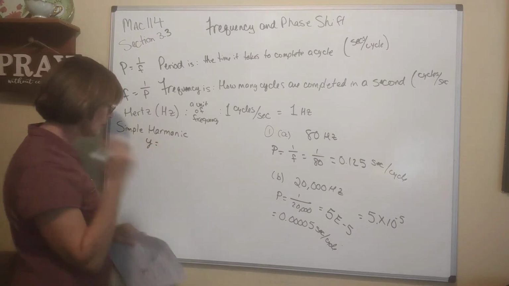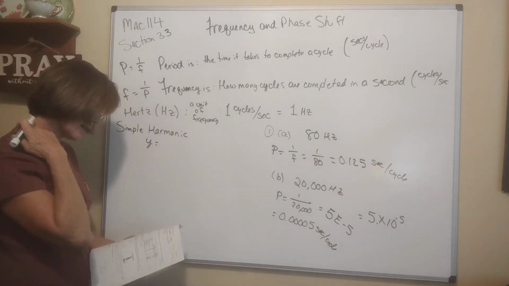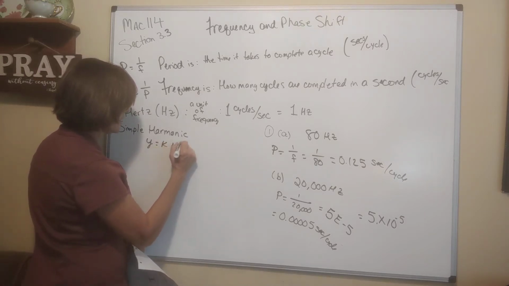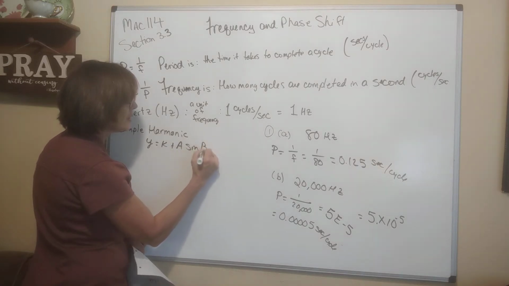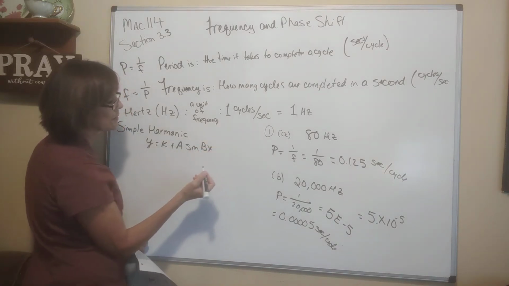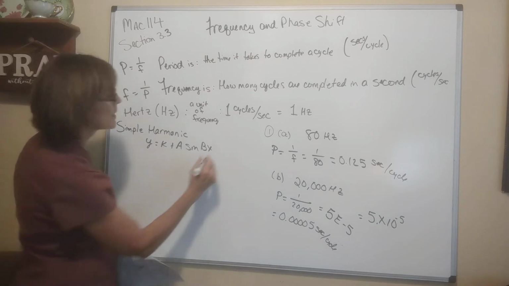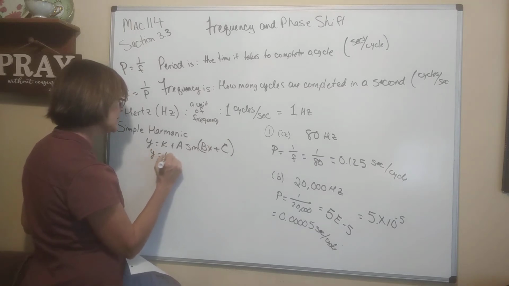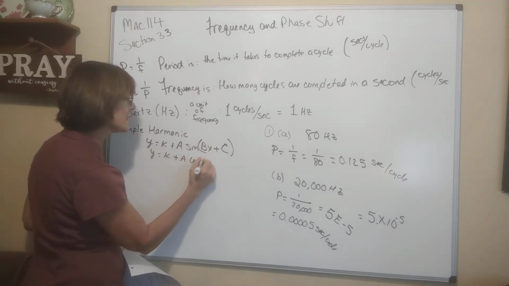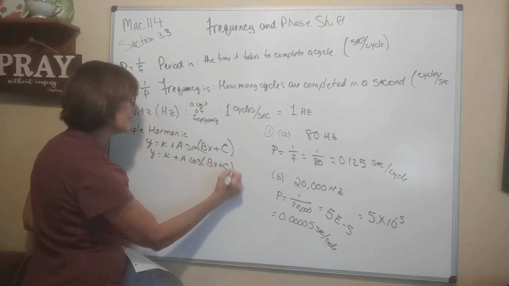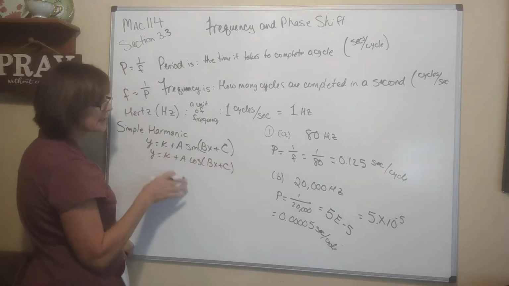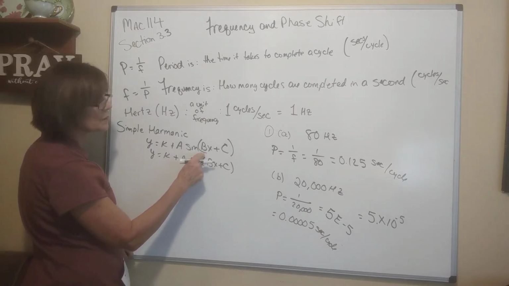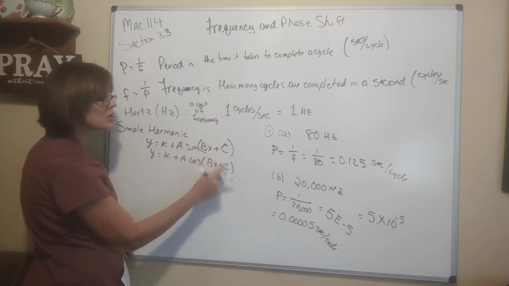y equals k plus a sine of bx plus c. They call it different ways. Or y equals k plus a cosine of bx plus c. All right. So these can be written slightly differently, meaning the same thing. You can have a sine or a cosine wave. What is this bx plus c? This plus c is new to us.